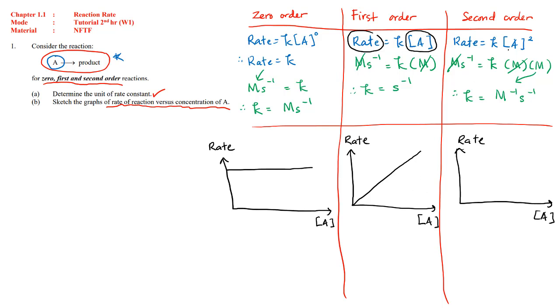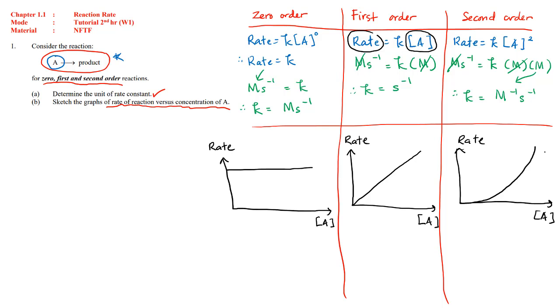For second order reaction, you can see here, if the concentration of A is double, rate becomes quadruple. Kalau concentration A dinaikkan ataupun bertambah 2 kali ganda, jadi nilai rate akan menjadi 4 kali ganda. Kalau concentration of A bertambah 3 kali ganda, nilai rate akan bertambah 9 kali ganda. Kalau concentration A bertambah 4 kali ganda, maka rate akan bertambah 16 kali ganda. So the curve or the graph looks like this. Dia exponential. Dia separuh parabola.